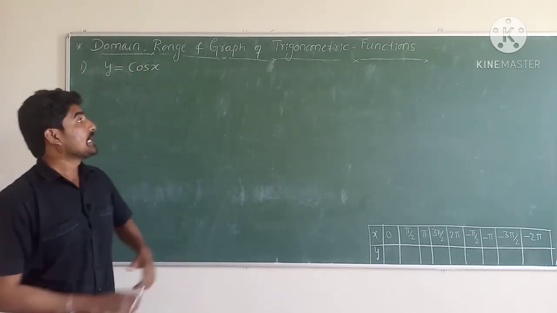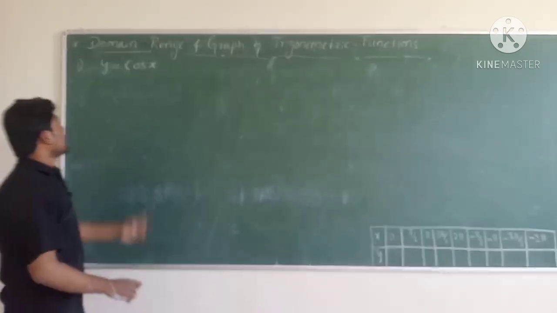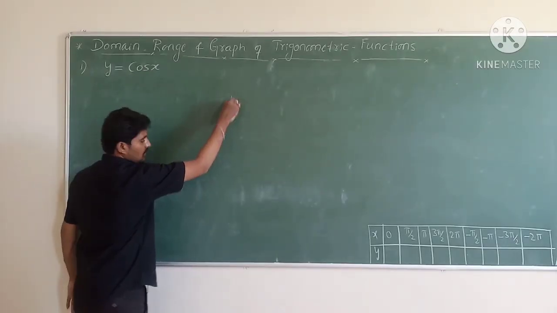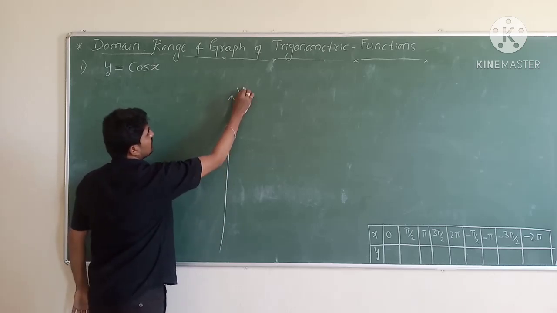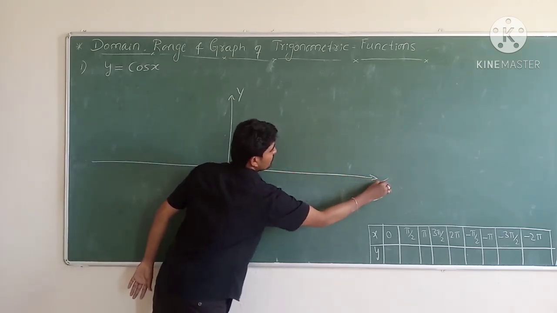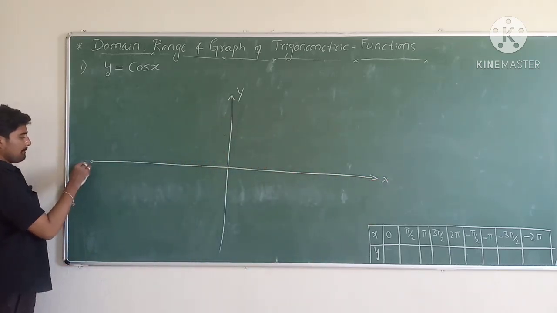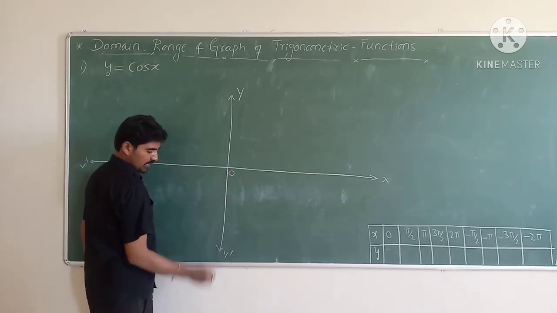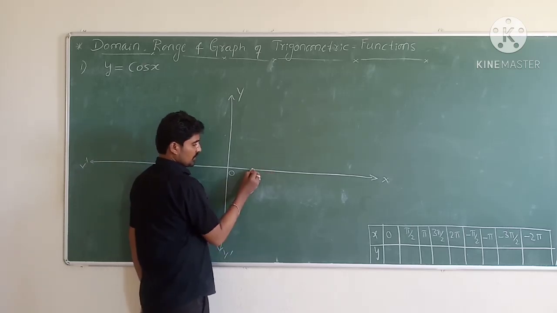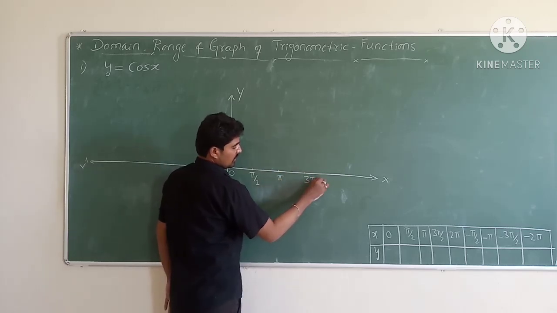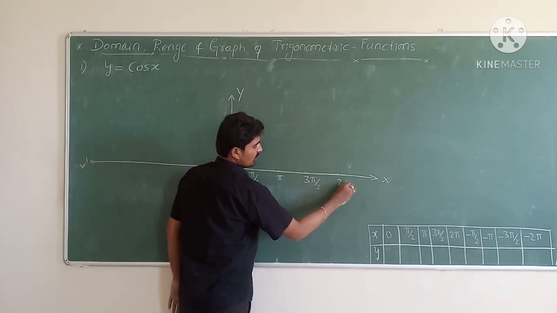So now, domain, range and graph of the function y is equal to cos x. So this is the y axis, and this one is the x axis. Origin, y dash. And here along the positive x axis, pi by 2, pi, 3 pi by 2 and 2 pi.